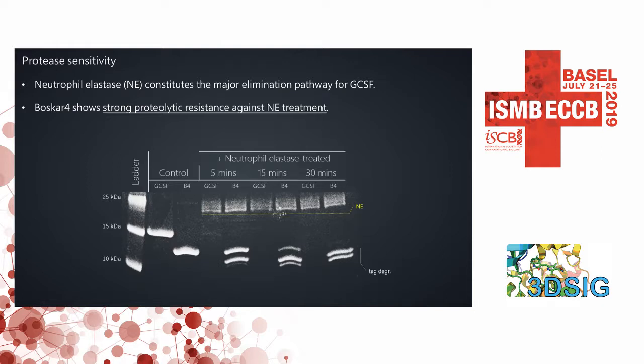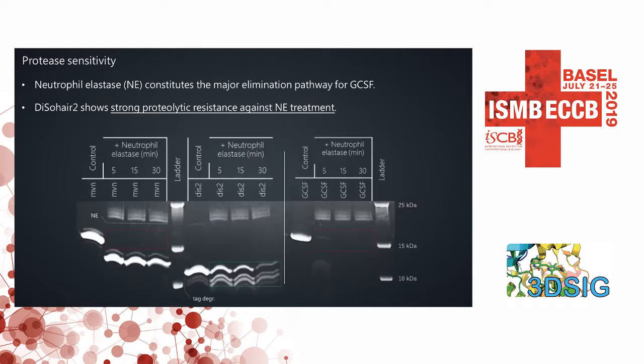Now, we look at the major degradation pathway of the wild type, which is the neutrophil elastase. When GCSF induces neutrophils, as a negative feedback loop they release neutrophil elastase, which degrades specifically the GCSF. Now, you see BOSCAR4 here on the lanes is just getting its tag degraded, but it's very stable compared to the wild type, which is totally digested after 5 minutes. We see the same with one other design, not MEVN. MEVN gets degraded, but at least disoherto is still stable somehow, while the wild type is completely degraded throughout the protease treatment.